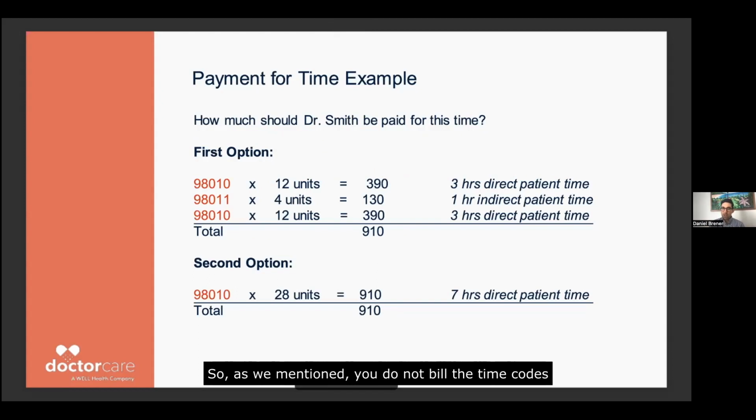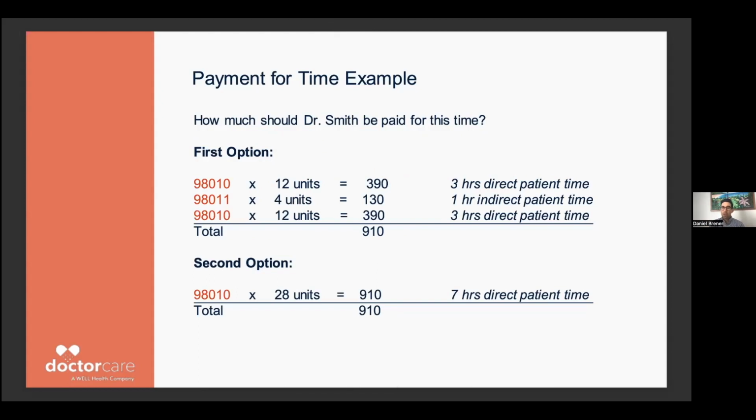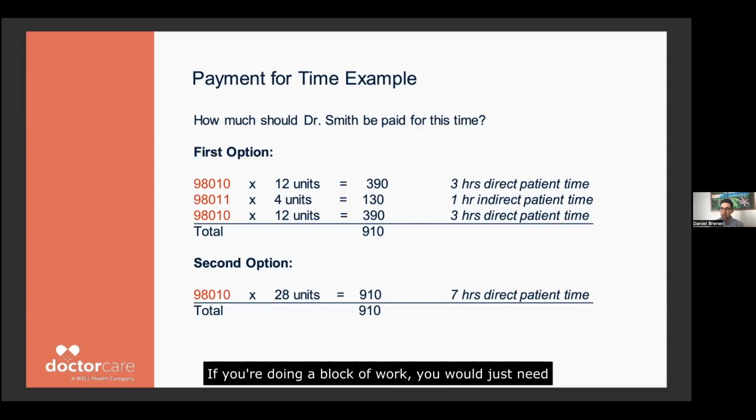So as we mentioned, you do not bill the time codes for each individual patient if you're doing a block of work. You would just need to bill that total number of 15-minute units of time providing patient care under each time code of the whole day. So there's actually two ways you can submit for these codes, right?